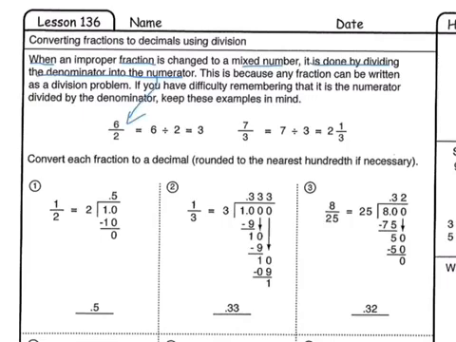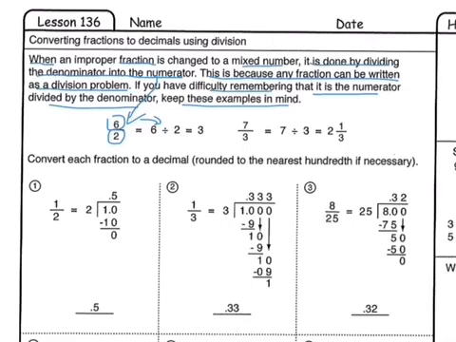This is an improper fraction because the top number, the numerator, is larger than the denominator, and so the way we convert that into a whole number or a mixed number is by making this into a division problem. This is because any fraction can be written as a division problem. Fractions basically are division problems. If you have difficulty remembering that it is the numerator divided by the denominator, keep these examples in mind.